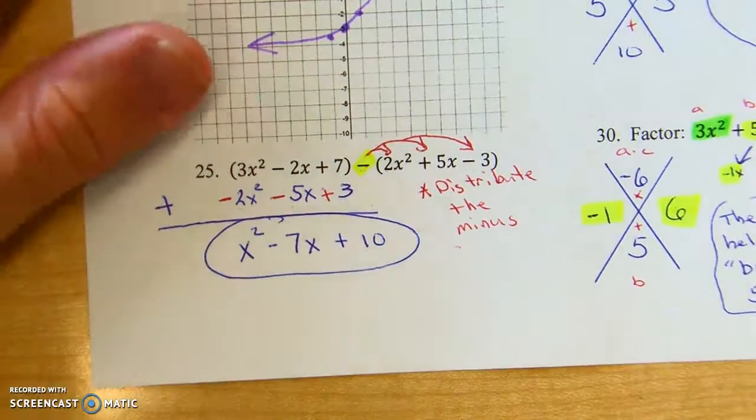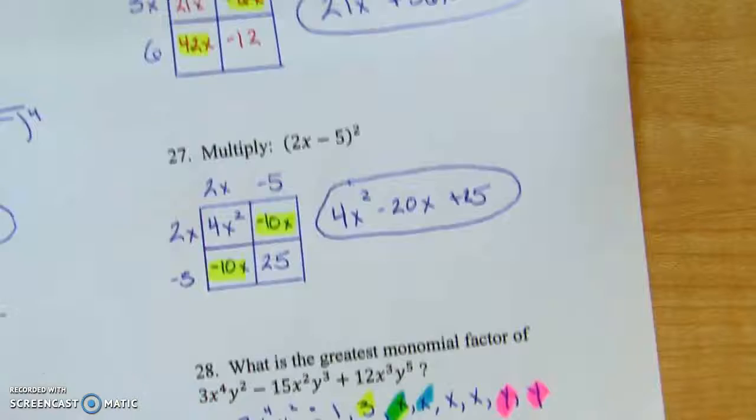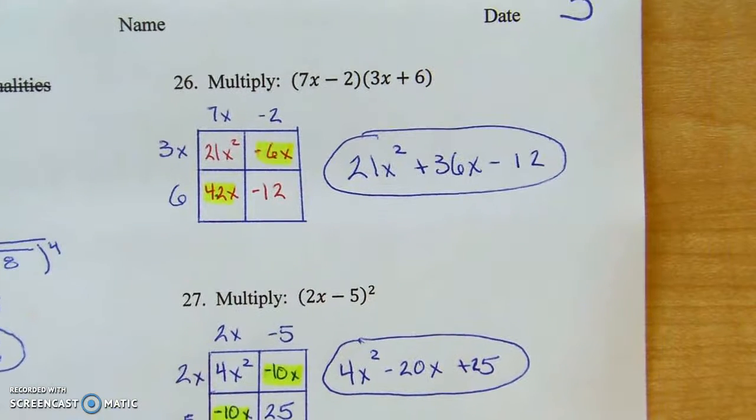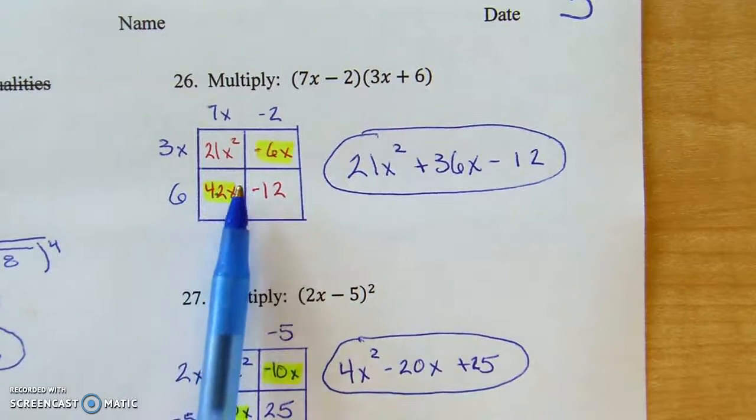Moving on to number 26. 26 is a box method thing, although we also did a thing called FOIL. Your book has that. FOIL spells out something. The F stands for first terms, O for outer terms, I for inner terms, and L for last terms. So it's really a technique to help you multiply. That's also what this box did.